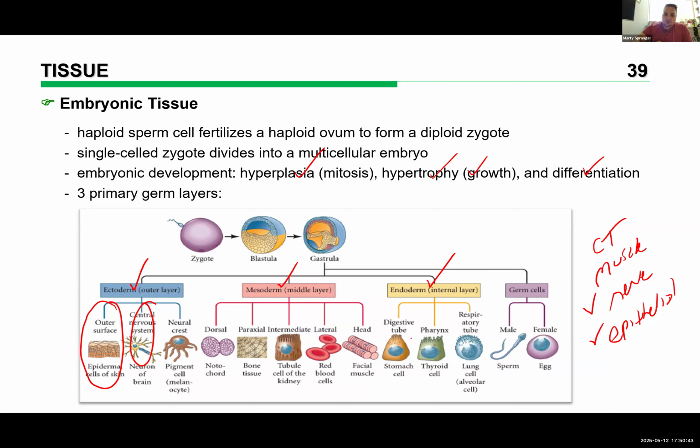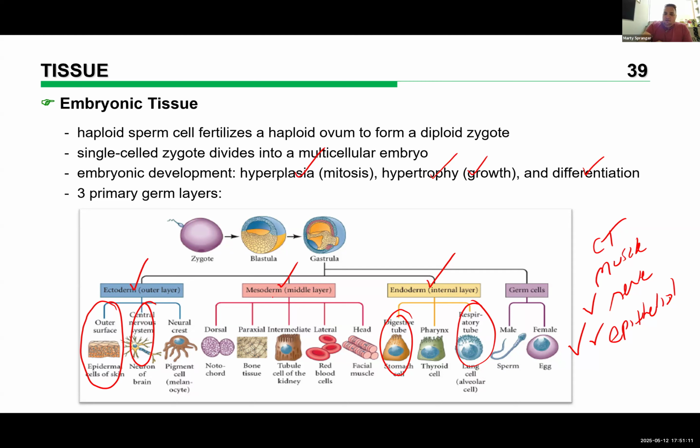Now, when you look at endoderm, the entire internal lining of the human body, the lining of the digestive tract, the lining of the respiratory tract, all that becomes, and by the way, the inside lining of the uterus, the vagina, the urinary bladder, all that as well is epithelial tissue. So once again, epithelial, endoderm.